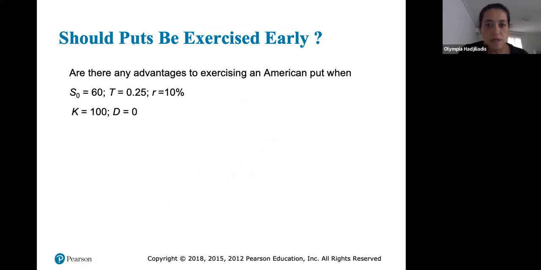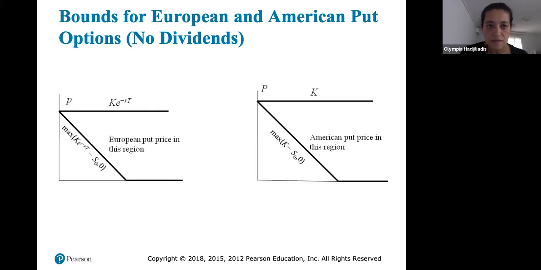So should puts, are there any advantages to exercise an American put when S0 is 60, T is equal to 0.25, R is equal to 10%, and K is equal to 100? The answer to this question is yes.